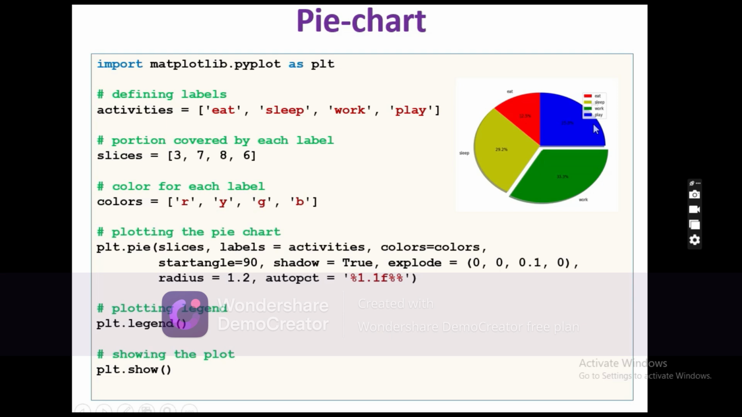Pie chart. These are the activities like eat, sleep, work, play. These are the activity sizes. Like for 3 it is 12.5%. For eat, sleep will be 25 point something. For 7, work 33 point something. For play it is 6, so 29.2%. This is a pie, generated by using the plt.pie function. Legend. These are the legend, plt.legend. Once the graph is ready, we can display it by using plt.show.